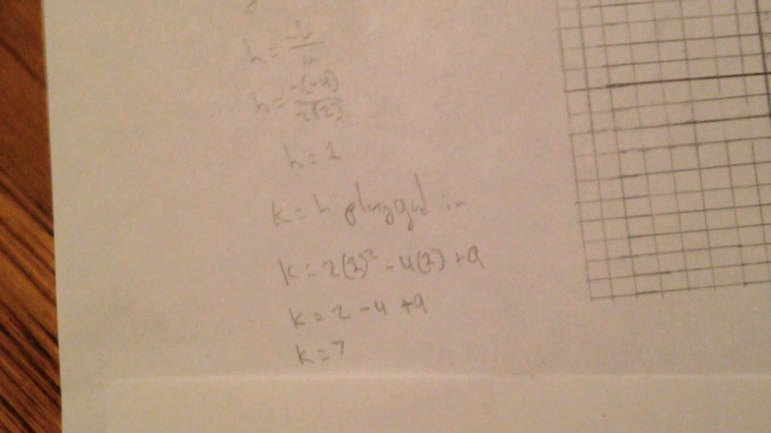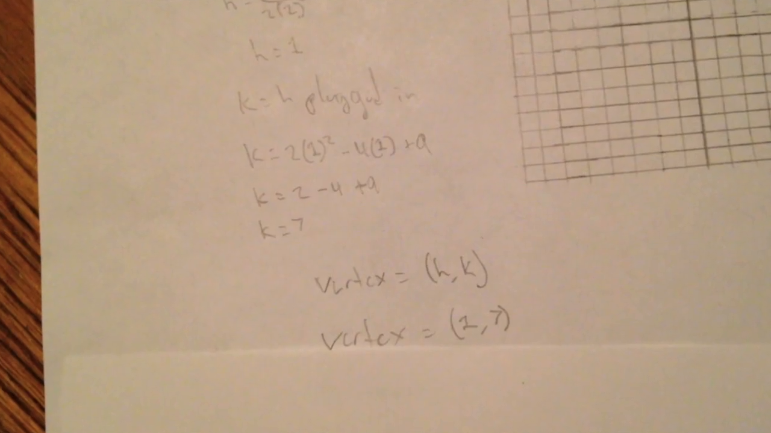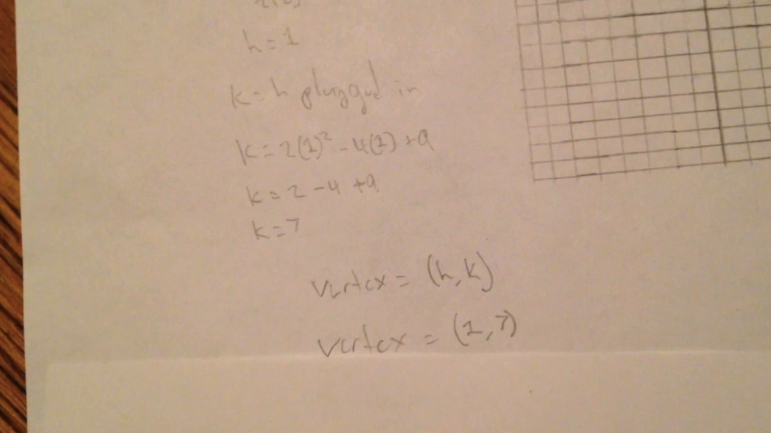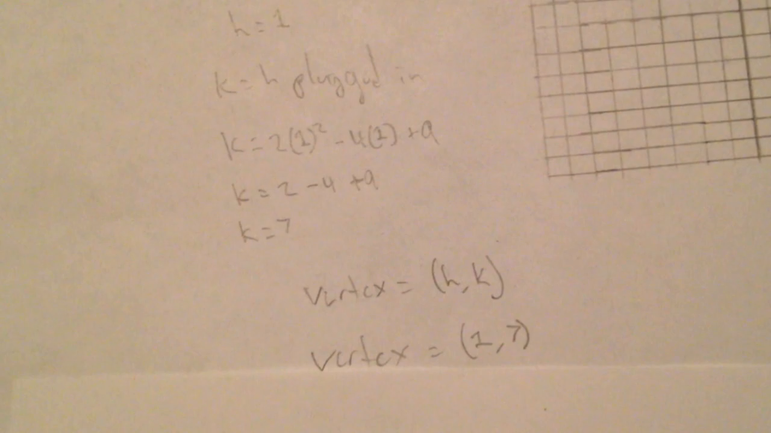So the k value, which is the y point for our vertex, is h plugged into the original formula. So we're going to end up having k is equal to 2 times 1 squared minus 4 times 1 plus 9. So our k value is going to equal 7. So our vertex is going to end up being our h value, comma, our k value. So our vertex will be 1, comma, 7.